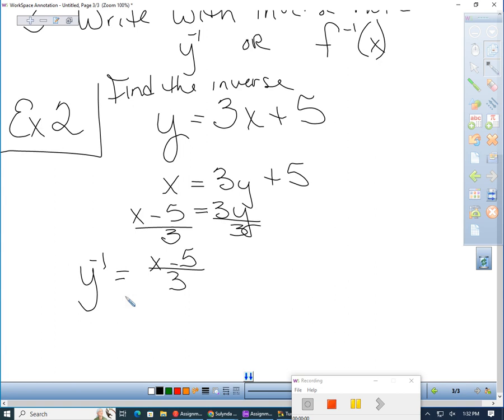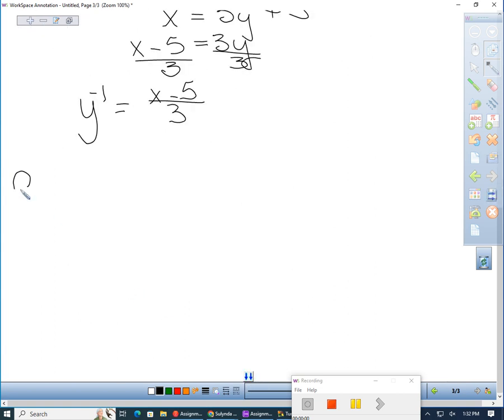Okay? Any questions on that process? Seems pretty easy. Switch x and y and solve, right? Okay. We're going to take it one step further. Here is example number 3. This is what you need to do for 12 through 20.